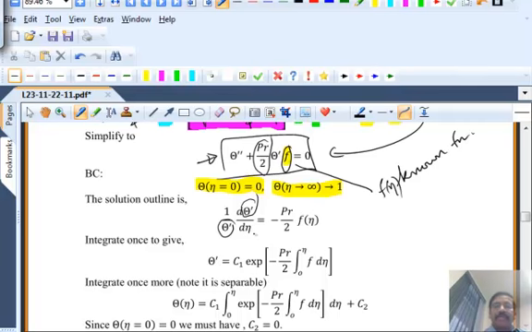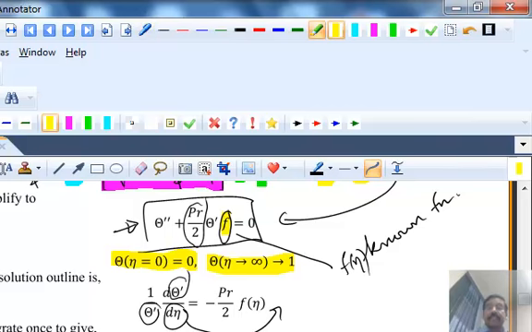Okay, so the main thing to understand is that this is a separable equation. That means d eta can be taken to the right hand side and written as a quadrature, as an integral. You can separate that. And then d theta prime over theta prime, the integral of that is log theta prime, right? And then you're taking the exponential of that to move it to the right hand side. So you get theta prime as equal to C1 times exponential of minus PR over 2, integral 0 to eta f of d eta.